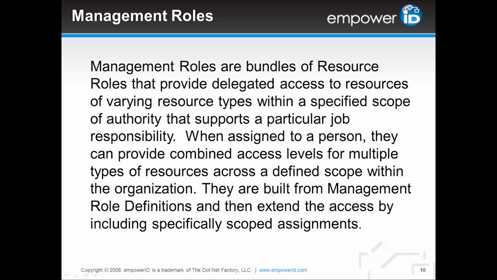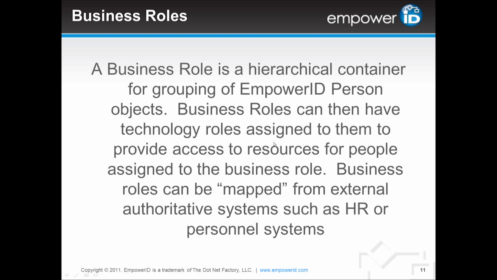All right, so now let's take a look at the next concept here, which is our business roles. Business roles are simply a hierarchical container for grouping EmpowerID person objects. So business roles can then have technology roles assigned to them, such as management roles or resource roles, to provide access to resources for people that are assigned to those business roles. Business roles can also be mapped from external authoritative systems such as HR or personnel systems.